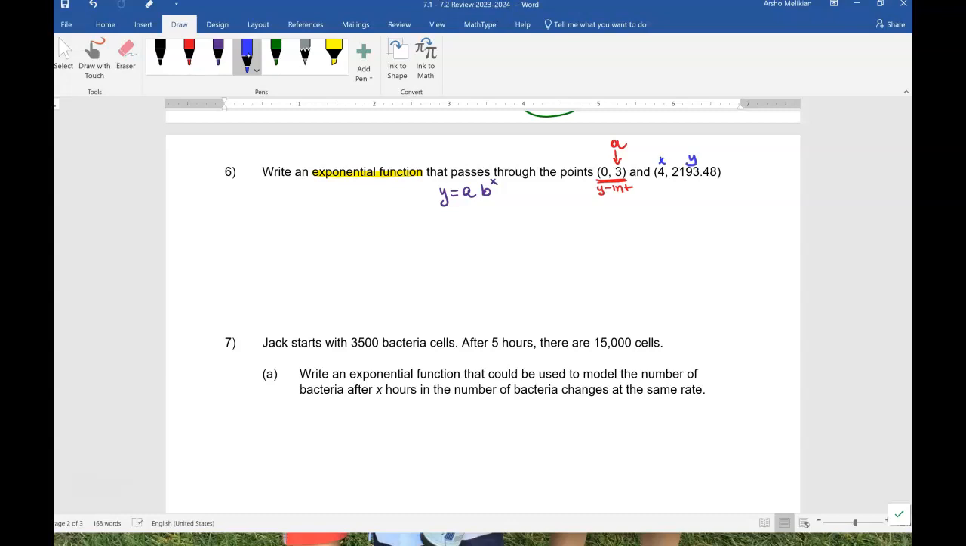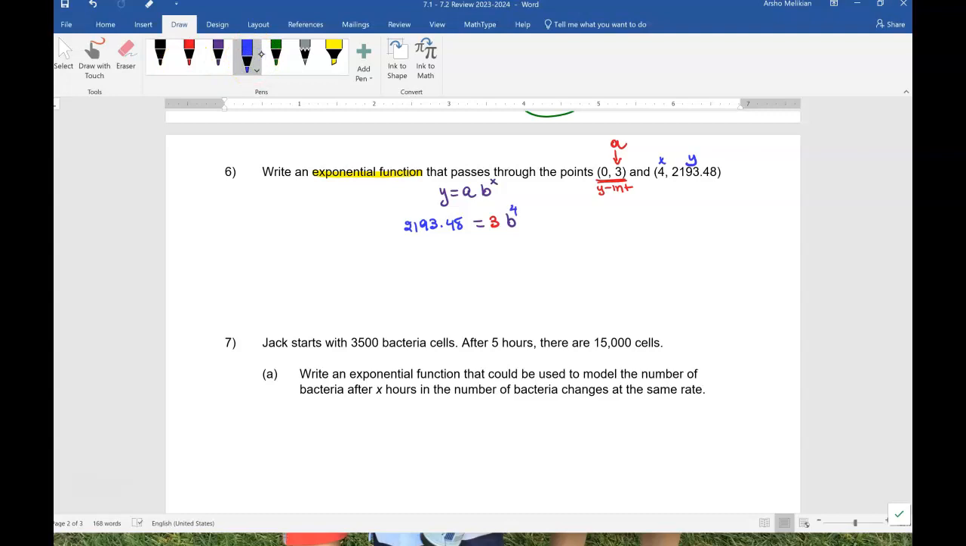Okay, now, we're going to plug all these things in. Okay? So, you ready? Okay, so let's plug in a, x, and y. So y is 2193.48 equal to 3 times b to the power of 4.